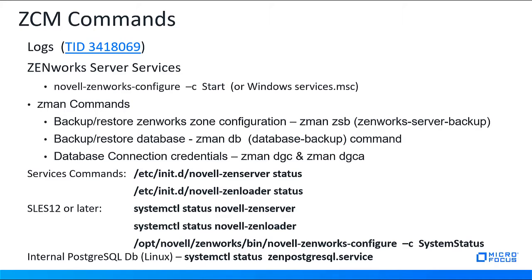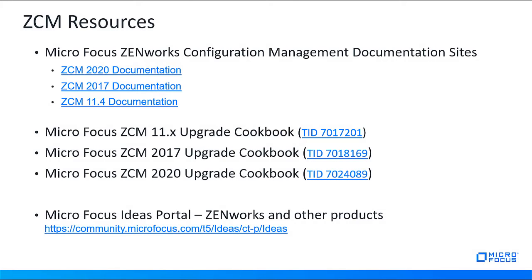And database connection credentials. You can always get those with Zman DGC and Zman DGCA, should you need to get into the database with credentials. And that's the internal database. And of course, the services command, you can use the initd Novell Zen server status if you're SLES11. SLES12 or later, you can use the systemctl, or again, the Novell ZenWorks configure -c system status command. The command to look at the Postgres internal database on Linux is systemctl status zenpostgres.service.